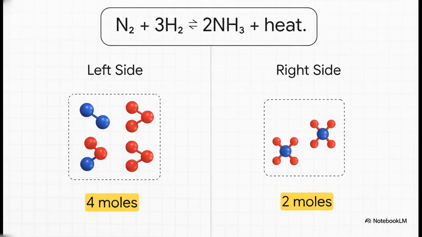Let's actually bring this theory into reality with a pretty famous example, the production of ammonia. Think about the equation for a second. Nitrogen gas plus 3 hydrogen gases yield 2 ammonia gases plus heat. It's an exothermic reaction. And notice the moles here. On the reactant side, we have 4 moles of gas total. On the product side, we only have 2 moles. That difference in the space taken up is going to be incredibly important.